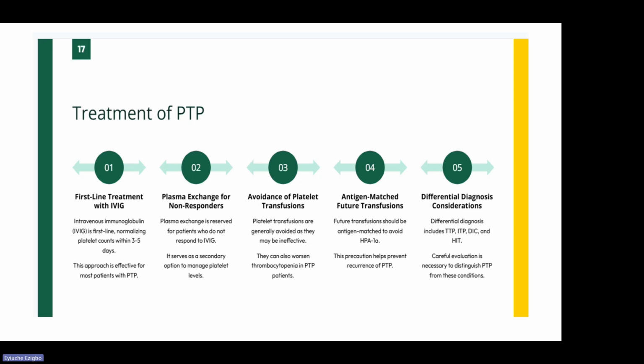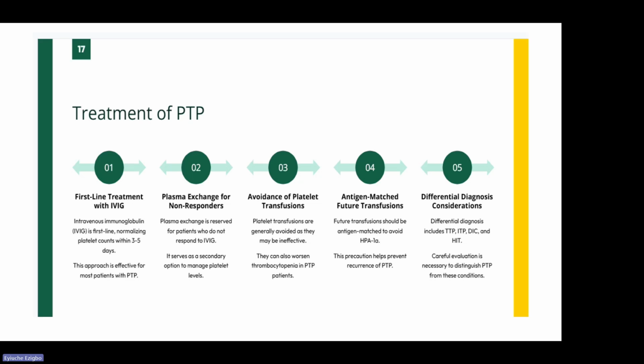So avoidance of platelet transfusion. They can also worsen thrombocytopenia in PTP patients, because of the pathophysiology of the disorder. It is the antibody that should be removed. The antibodies that are destroying the platelets are not removed, and you transfuse more platelets. Those platelets that you transfuse will also be destroyed. Antigen matched future transfusion. So in the future, the patient's platelet antigen has to be matched.